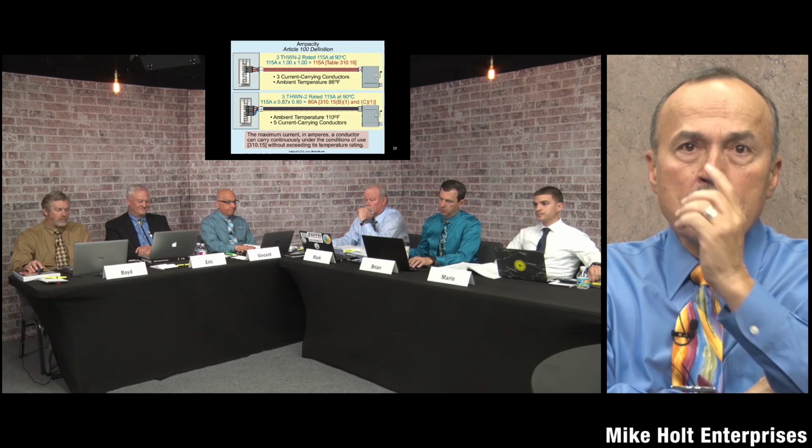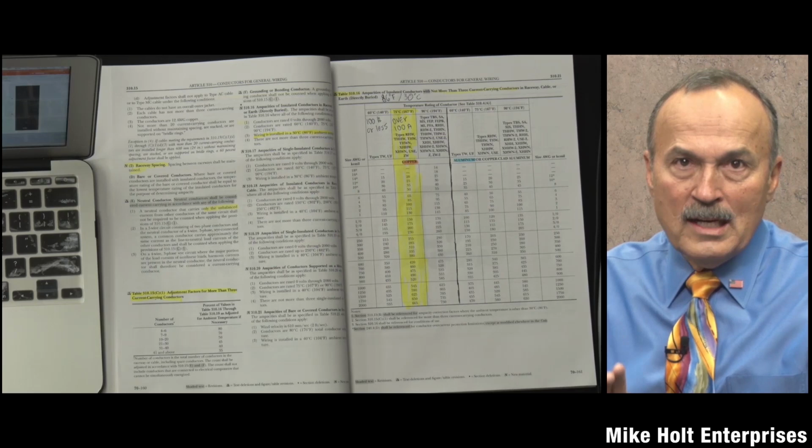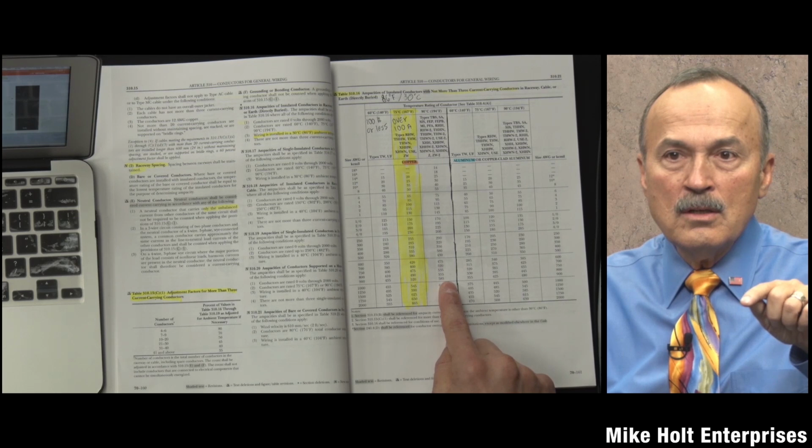Somehow I got to point to the 90 degree C column for correction and adjustment. Somehow I have to write that in there, you know what I'm saying? I don't want to go to the 60 degree C column or the 75 degree C column for correction adjustment. So when I go to my table, I have to remind myself. Is the table positioned in the code book in a way where it talks about using the insulation rating of the conductor for adjustment and correction?